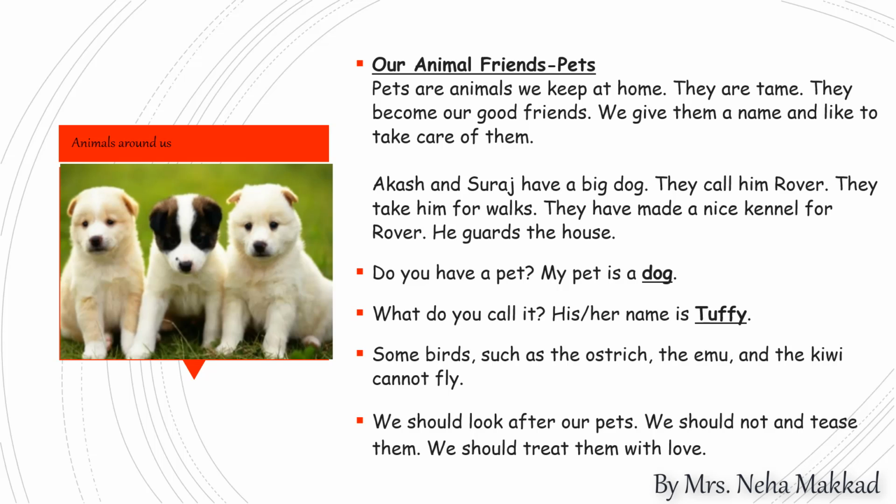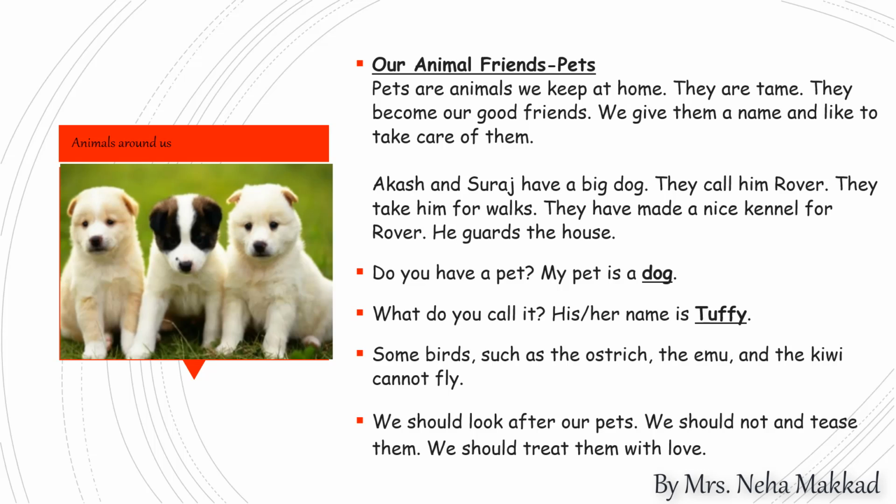Now children, our animal friends, they are the pets. All of us keep pets at home. They are tame. Tame means children, they are trained. The dog or the cat, it is trained, how to go to the washroom, how to freshen up and how to behave and they are taught all the things. So that is why they are known as the tame animals and they become our good friends. So they give us good company and they become our good friends. We give them names and we also take care of them.